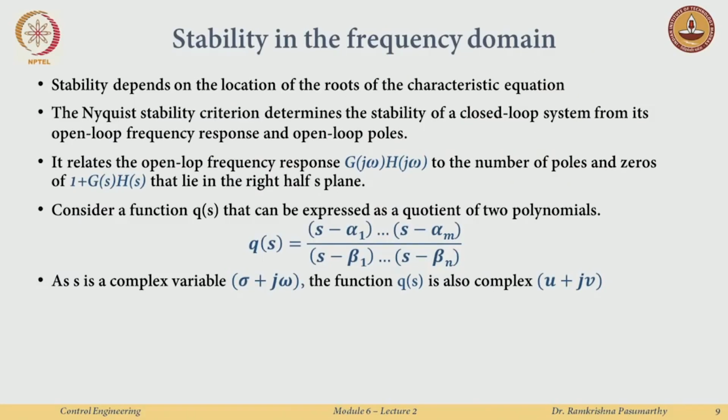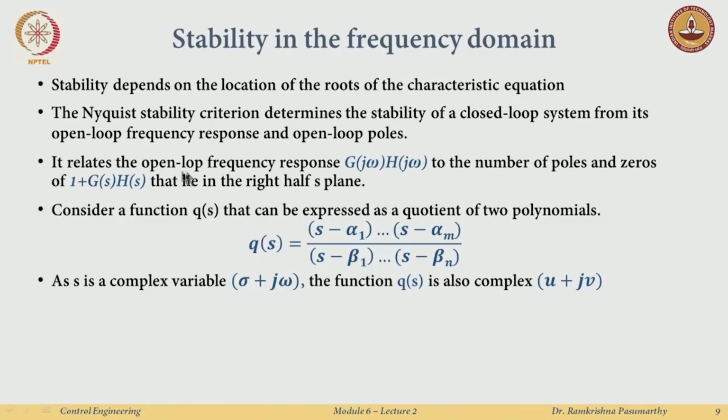So before we do that, let's just do some stuff. Okay, so what do we know now? We have known for a long time that stability depends on the roots of the characteristic equation. The roots, or the poles, should be on the left half S plane, is what the transfer function stability criterion tells me. Now, the Nyquist stability criterion determines the stability of a closed loop system from its open loop frequency response characteristic and also its open loop poles. Today, what we will do is just see what this statement means.